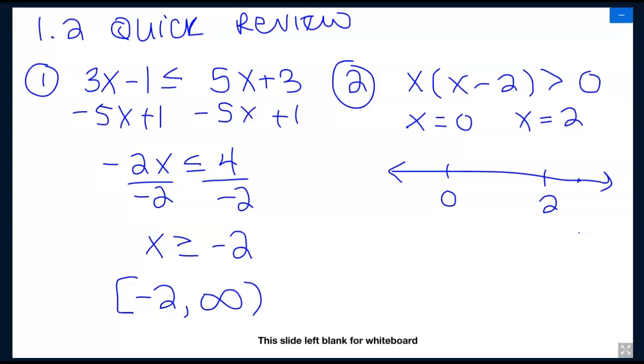If I plug in the number 3, you get 3 times 3 minus 2, which is 1. Well, a positive times a positive is a positive. Therefore, this is positive and greater than 0. If you plug in the number 1, 1 minus 2 is negative, 1 is positive, so this is negative. You plug in negative 1. Negative 1 minus 2 is negative 3. Negative 3 times negative 1 is positive 3.